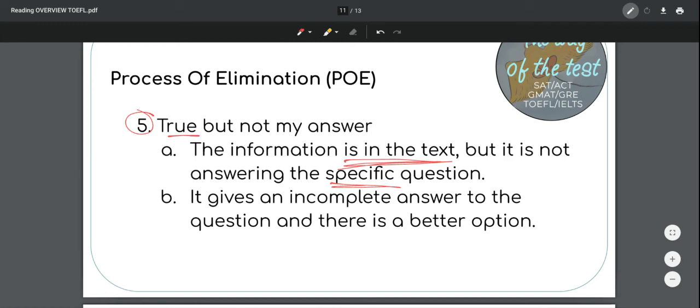Another case of this is when it gives an incomplete answer to the question. Again, maybe I ask for the specific time and you say it's between 1 p.m. and 3 p.m., which is true because maybe it's 2 p.m., but you're not telling me exactly what the time is. Again, you want to be specific. You want to answer the specific question.